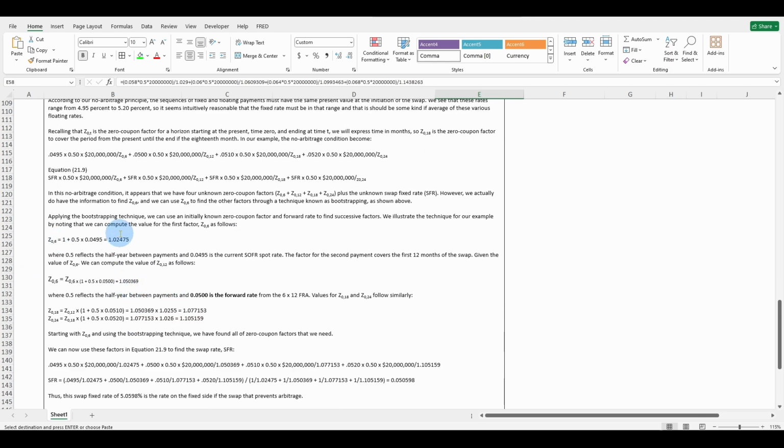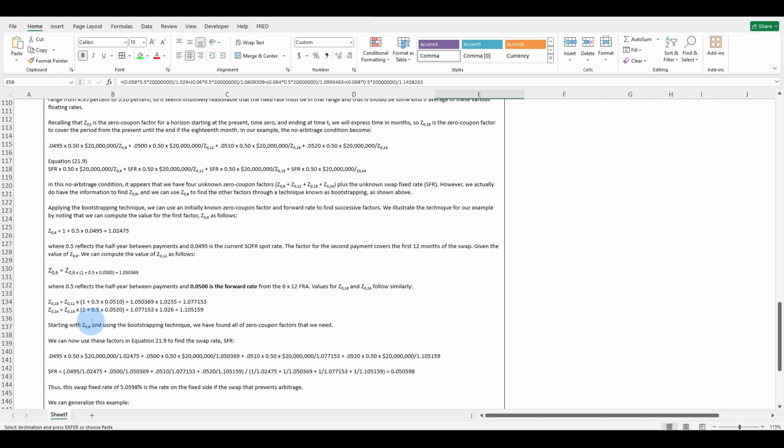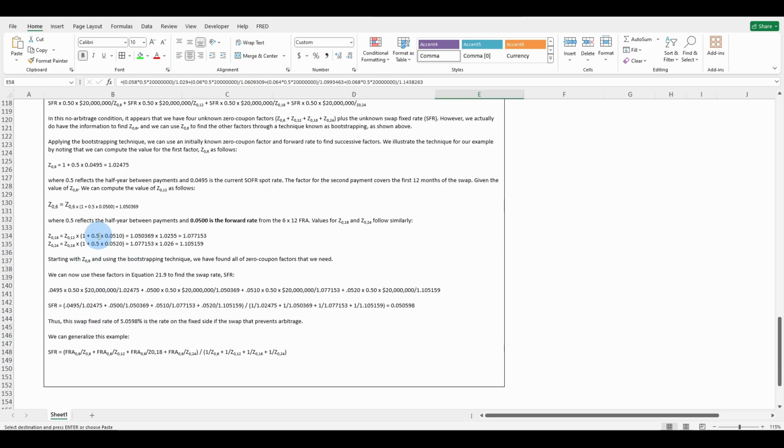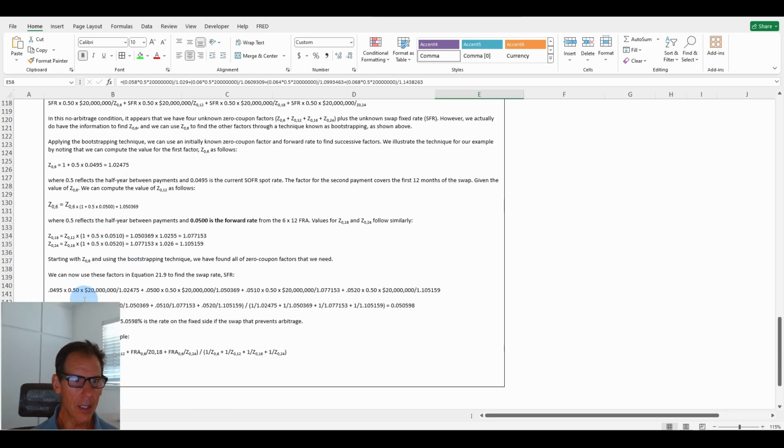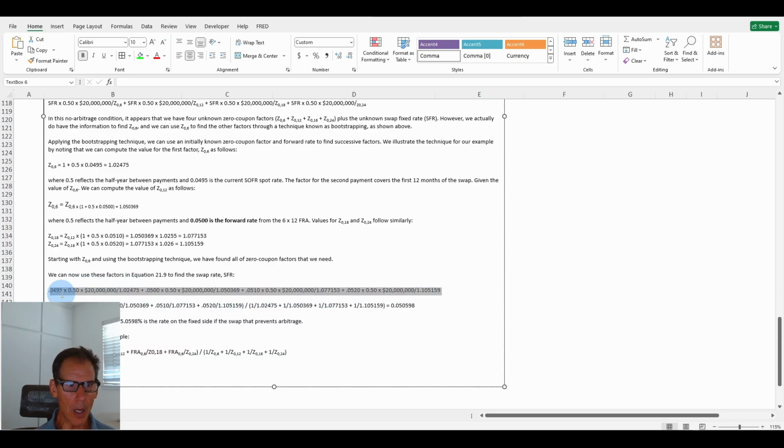Here is the forward rate. We're going to go through, and here are the remaining forward rates. And starting with this particular formula, you can crunch this number if you want. And the SFR is going to be 0.050598. This swap fixed rate of 5.0598 is the rate on the fixed side of the swap that prevents arbitrage. We can generate this example using this.